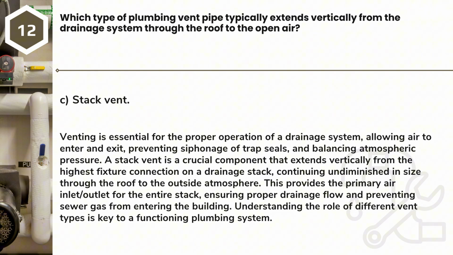exit, preventing siphonage of trap seals, and balancing atmospheric pressure. A stack vent is a crucial component that extends vertically from the highest fixture connection on a drainage stack, continuing undiminished in size through the roof to the outside atmosphere. This provides the primary air inlet/outlet for the entire stack, ensuring proper drainage flow and preventing sewer gas from entering the building. Understanding the role of different vent types is key to a functioning plumbing system.